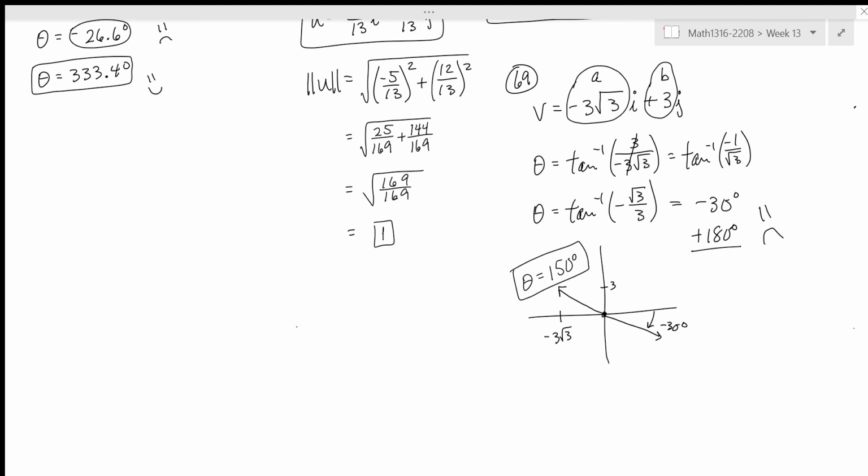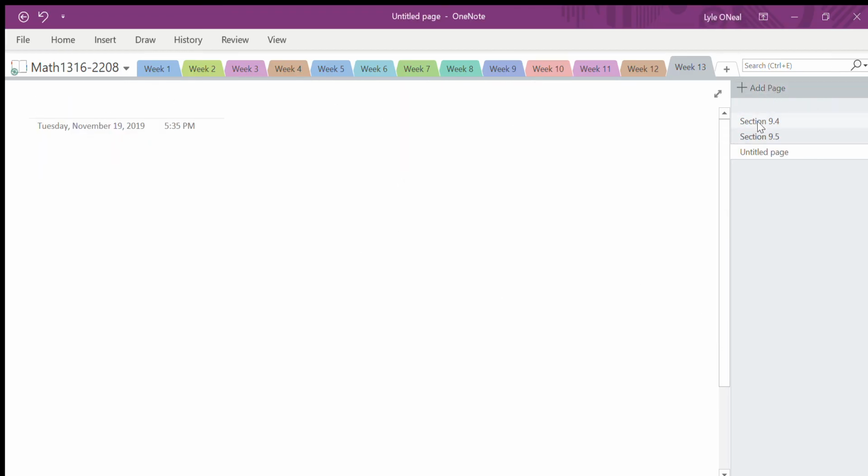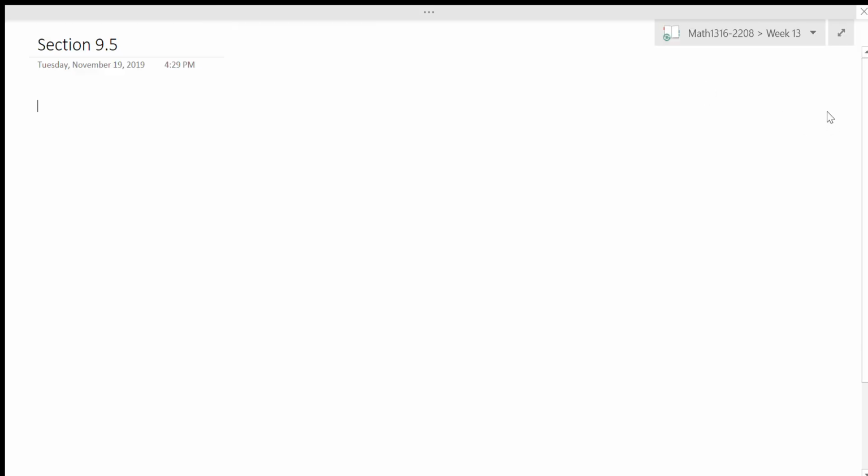All right, I've got about 15 minutes of class time left, and I've got a whole nother section to cover. So let's get to it. Section 9.5. Oh, what did I just do? Delete. Bam. Clicked on the wrong thing. 9.5. This section is on the dot product. Finding something called the dot product.